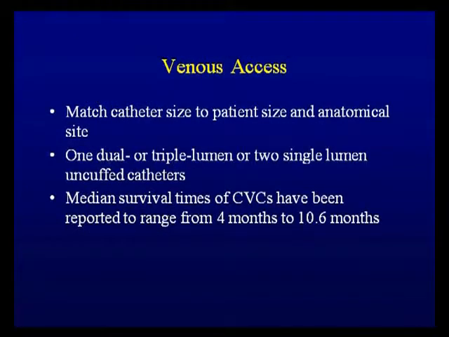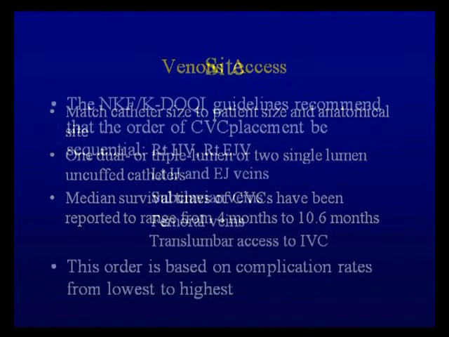So before you plan a central access, always match the catheter size to the patient size and the anatomical side. So again, one size does not fit all. You have one dual or triple lumen or 2 single lumen uncuffed catheters that can be used. And the median survival times of central venous catheters have been reported anywhere between 4 months to 11 months. And this is enough for you to quickly move on to transplant for this child.